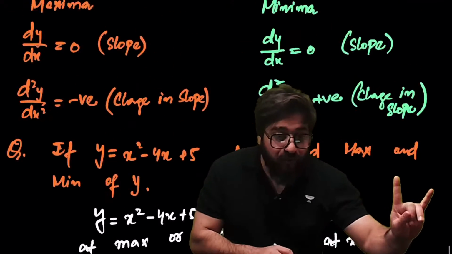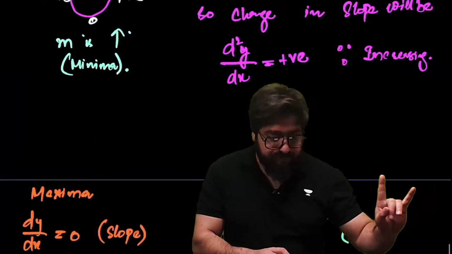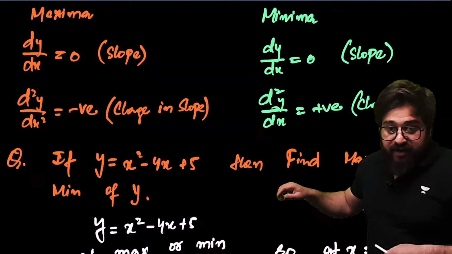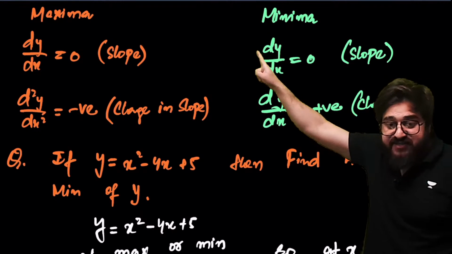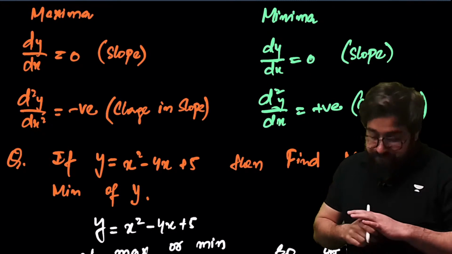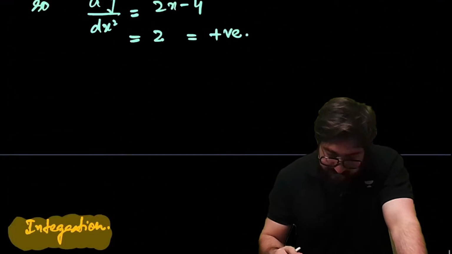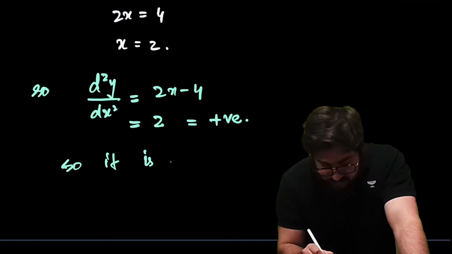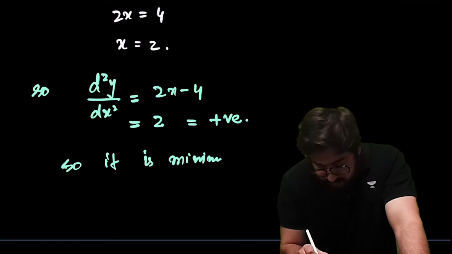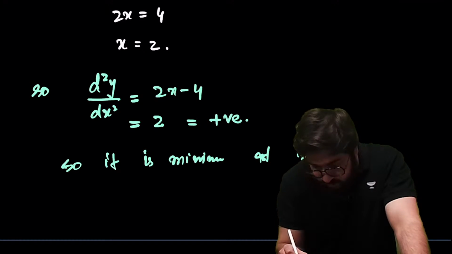If d2y by dx2 is coming out to be positive, then we say it is minima. So it is minima at x is equal to 2.